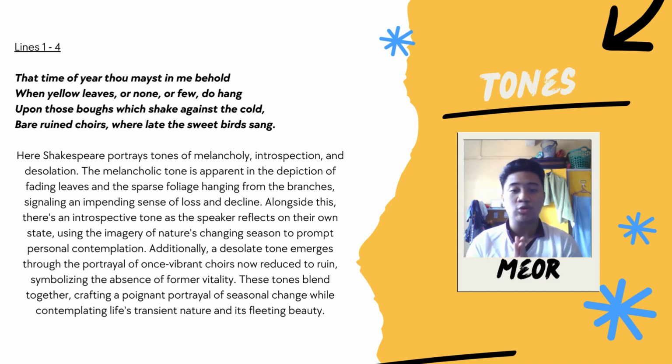The sadness comes through in the description of wilting leaves and sparse branches, hinting at an upcoming loss. There is also a reflective tone as the speaker connects nature's changes to their own thoughts. Furthermore, a feeling of emptiness emerges as lively choirs are now in ruins, representing lost vitality. These tones combine to paint a moving picture of seasonal shifts and the fleeting beauty of life, prompting contemplation of its temporary nature.